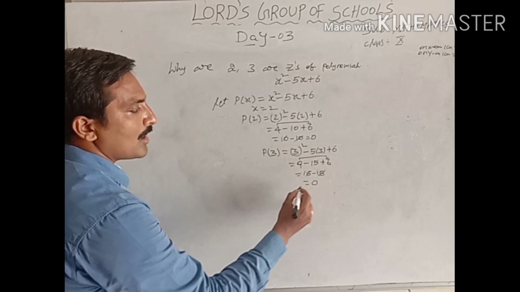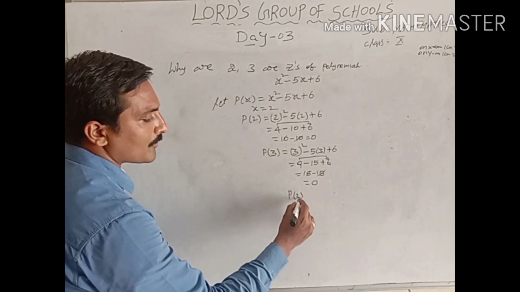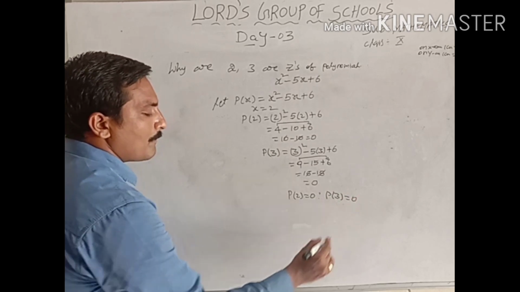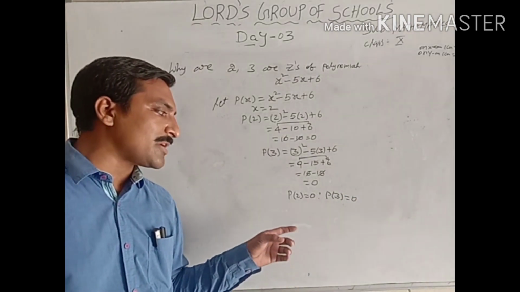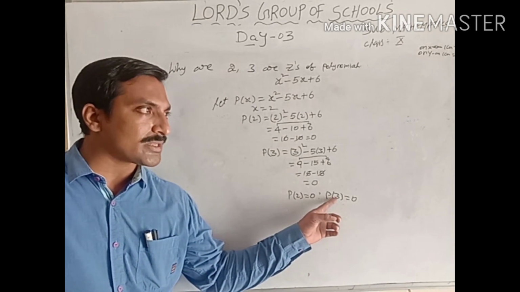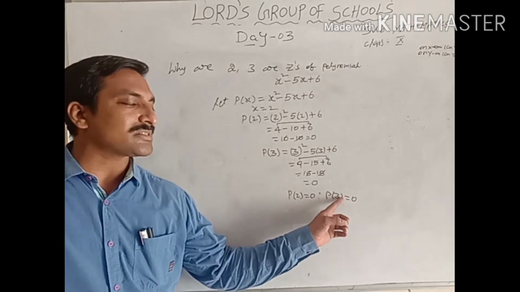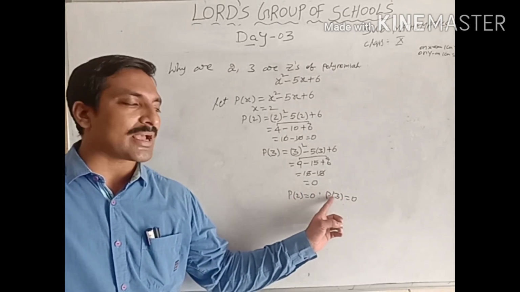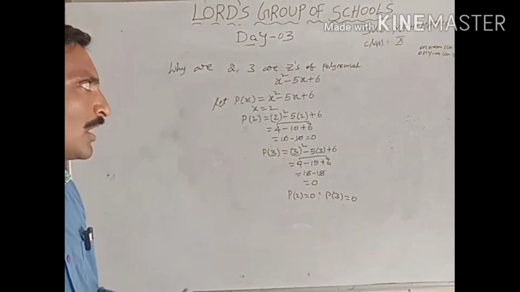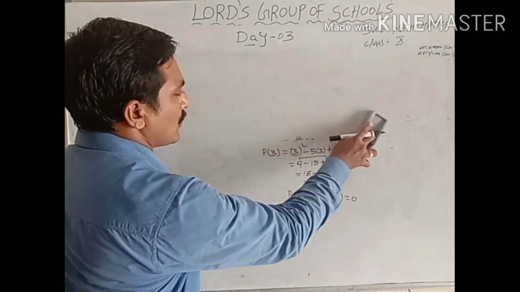This will be 0. This means when you substitute 2 in place of x, p of 2 is 0, and p of 3 also you got 0. Means when you substitute the variable as 2 or 3, if you are getting the results as 0, that's why these two are acting as zeros of the polynomial. This is the result.